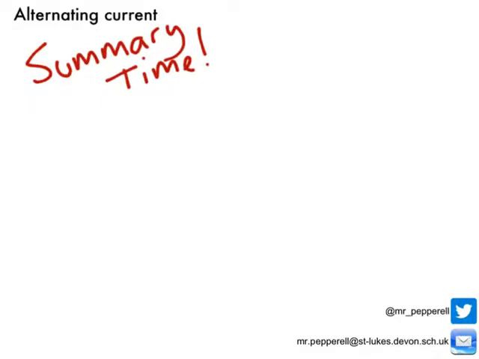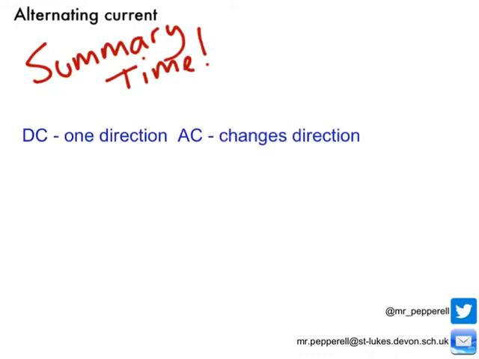So you might feel like there's been quite a lot of info in this video, but let's have a little summary here and think about what we actually need to remember from all this. Well, firstly, we need to be able to state the difference between direct current and alternating current. Direct current, or DC, is a current flowing in one direction. Alternating current means there's two different alternative directions it can flow in. So alternating current, or AC, the current changes direction. That's the first thing.